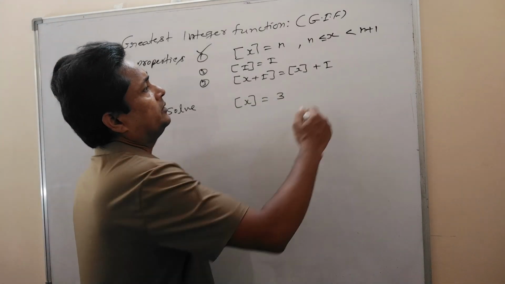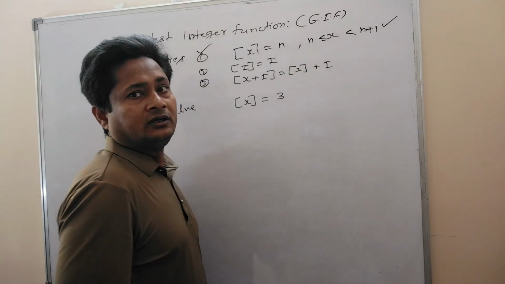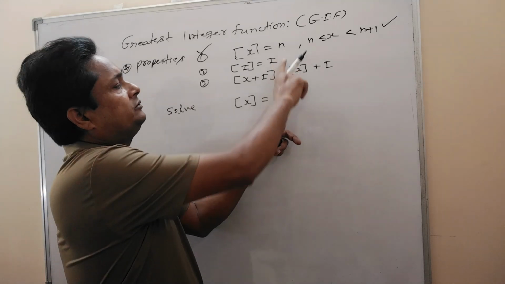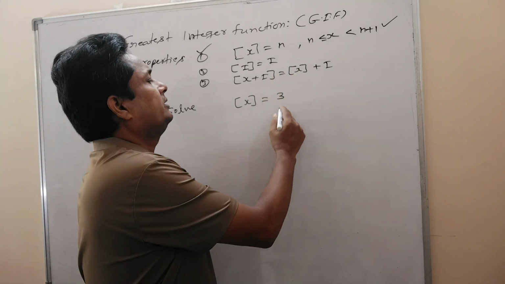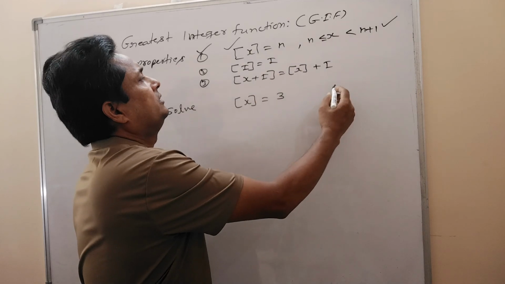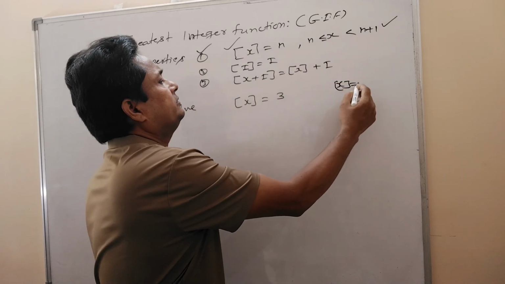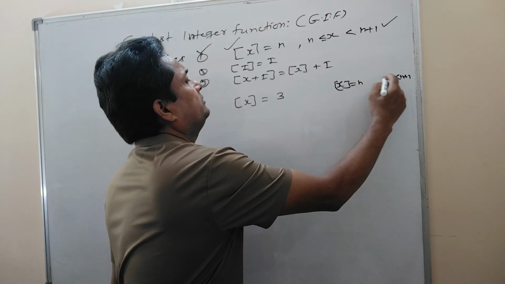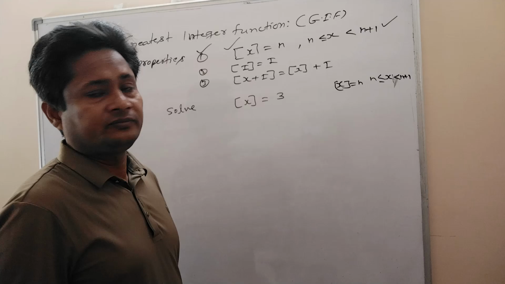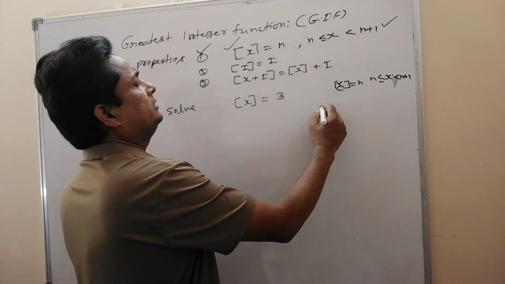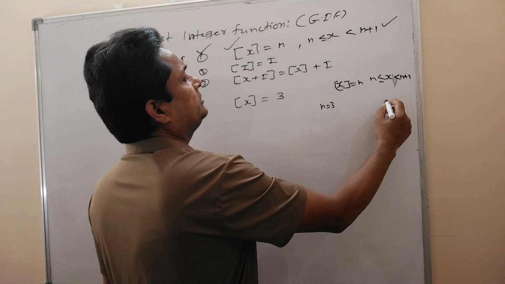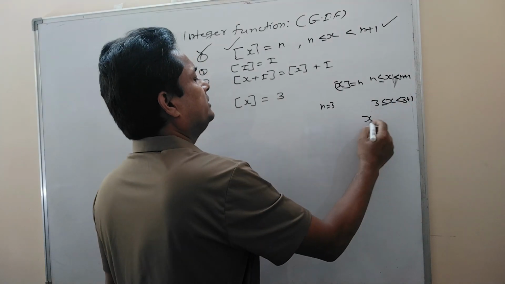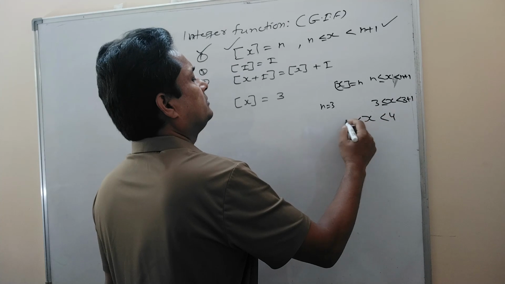I told you this property. See here, this property. In case of this one, n is what? Here n is equal to 3. Compare this property. We know greatest integer of x is equal to n if x lies between n to n plus 1. If you compare this one, here n is equal to 3. That means x must be less than 3 plus 1, that means x must lie from 3 to 4.